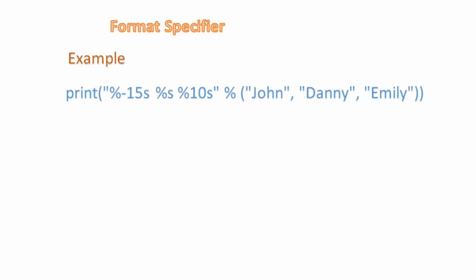Let's see this with an example. Here in this print statement, I used %-15s for the value John and %s for Danny, %10s for Emily. Length of John is 4, so it will leave 15 minus 4 is equal to 11 spaces right side. And length of Danny is 5. It will not leave spaces because the format specifier is %s. Length of Emily is 5, so it leaves 10 minus 5 is equal to 5 spaces left side.